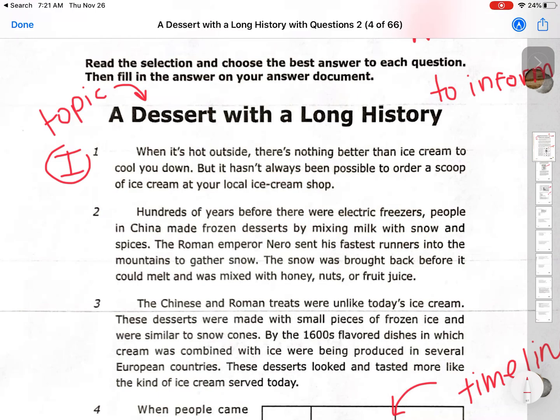Hundreds of years before there were electric freezers, people in China made frozen desserts by mixing milk and snow and spices. Ooh, that's our main idea sentence for that paragraph, and that's pretty interesting. The Roman Emperor Nero sent his fastest runners into the mountains to gather snow. The snow was brought back before it could melt and mix with honey, nuts, or fruit juice. Wow. So, hundreds of years ago in China, you had to be like a fast runner to be able to make snow. So, I'm going to put China on the side because this is about what they did in China in the past.